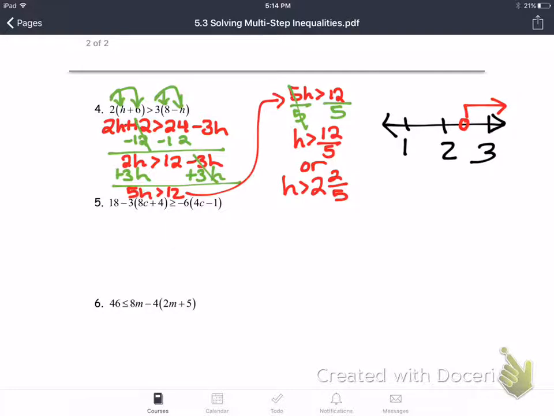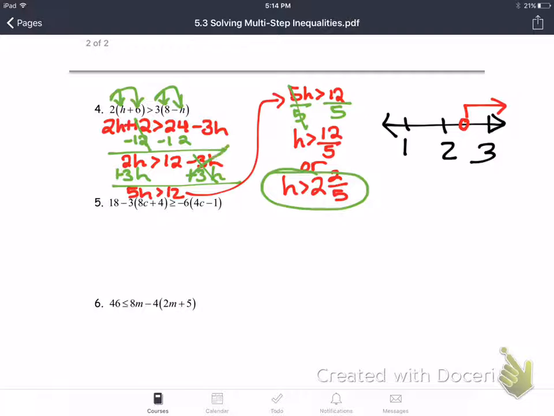Number 4, there's the solution for number 4. You'll notice that we got an answer of h is greater than 2 2/5. Now, how do you graph 2/5 on the graph? 2/5 is a little less than 2.5, and so that's why it's a little bit off to the left, and then we know it's greater than, so it's an open circle going to the right.